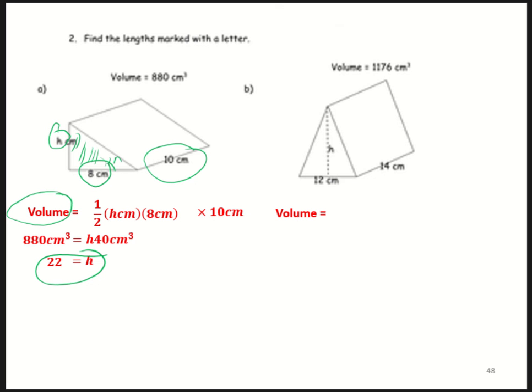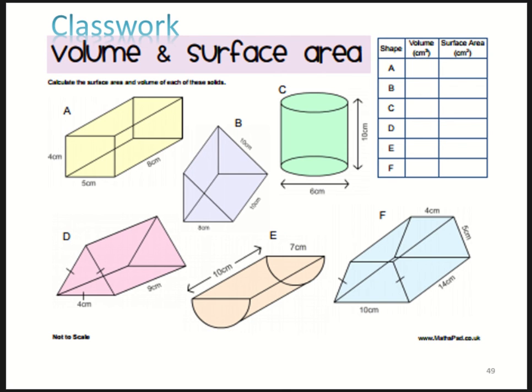Now, guys, let me just give that to you. Calculate h quickly for the second one. Half times h times 12 times 14 equals how much? 1,176. Perfect. What do we do now? Divide by 84. It'll give us h. H will be 14. And then we've got Tara.